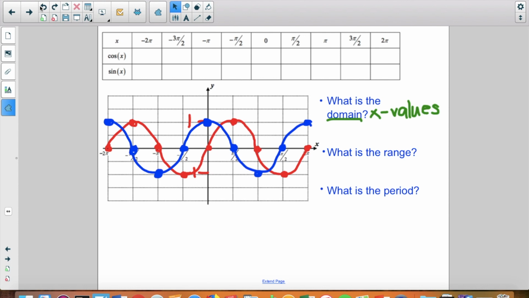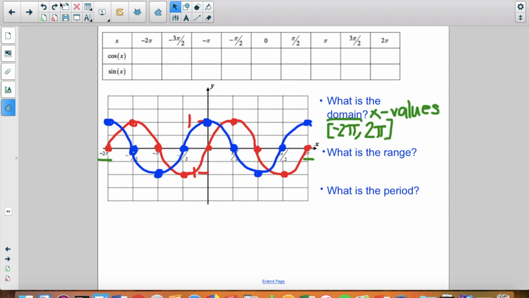There's a couple of ways that we can write the domain. The first way is using brackets and parentheses. You use brackets when you include the point. So our leftmost point was negative 2 pi. So that's where our domain will start. Our rightmost point was 2 pi. So that's where our domain will end.